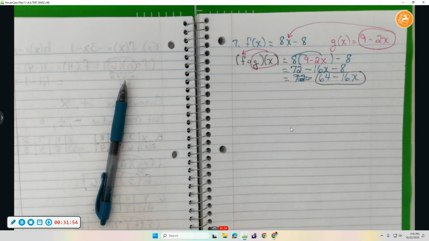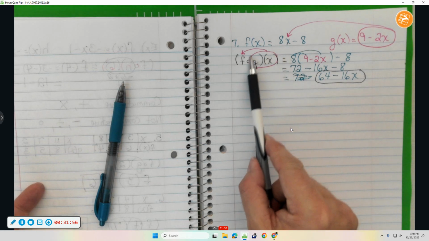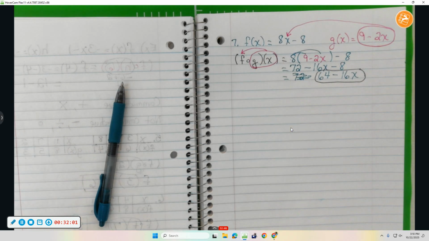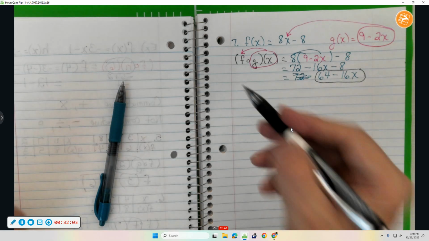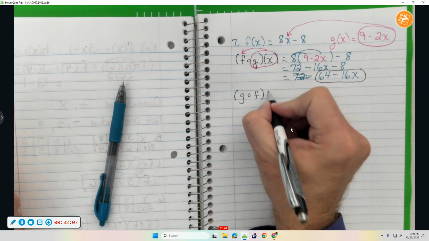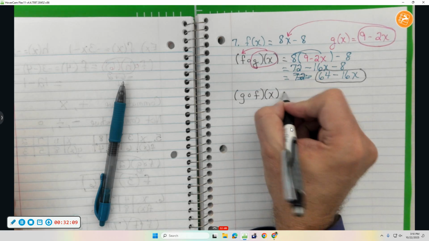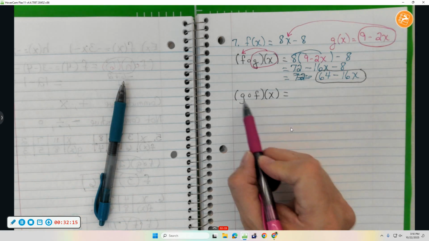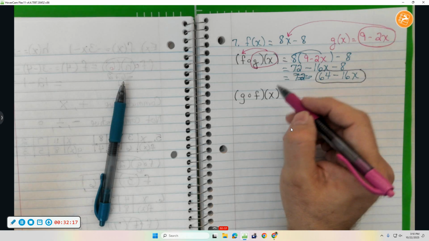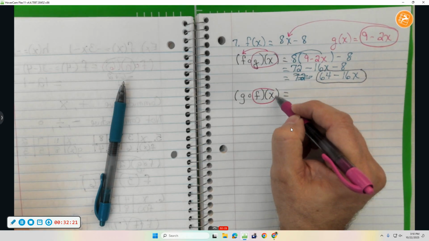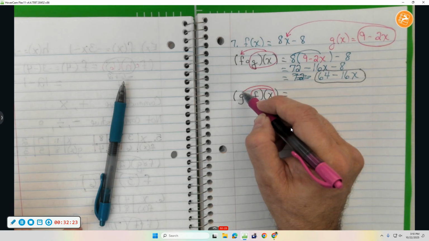64 minus 16x. You take the function g, plug it into the function f. Now go backwards. Now it's g composed with f. Could y'all say in words what this is saying to do? That's all this is. This is shorthand notation. When you see this here, you've got to know. It means plug f of x into g.